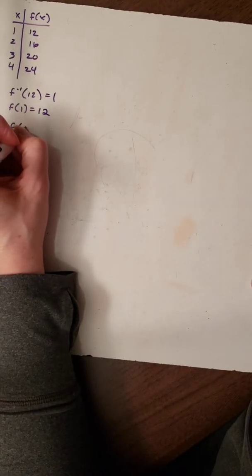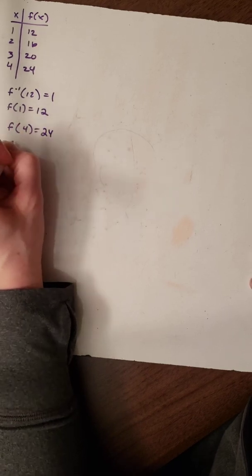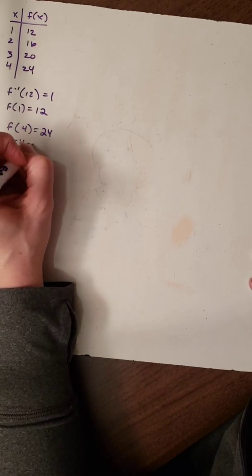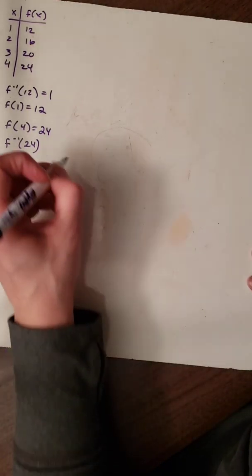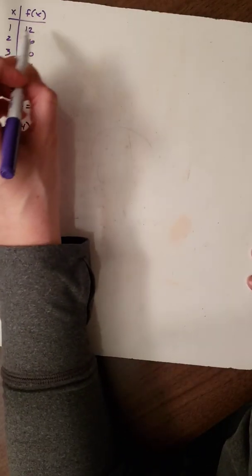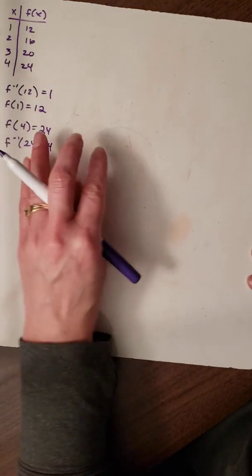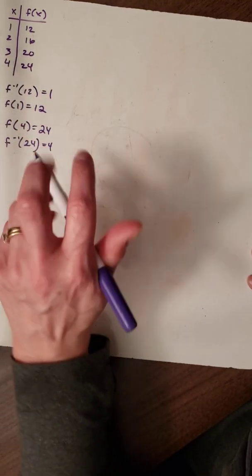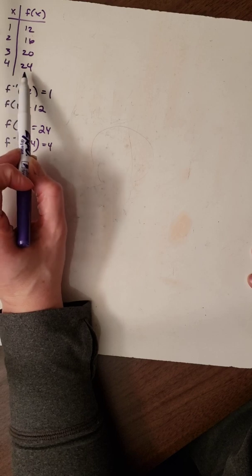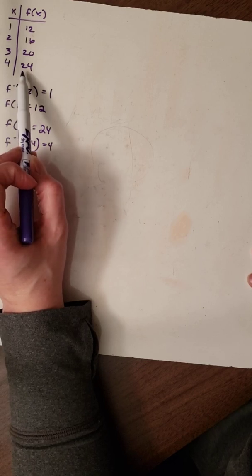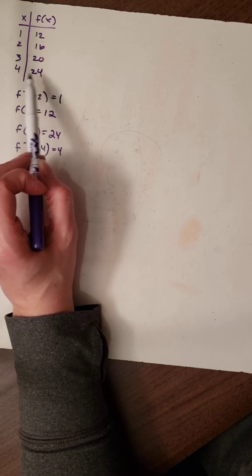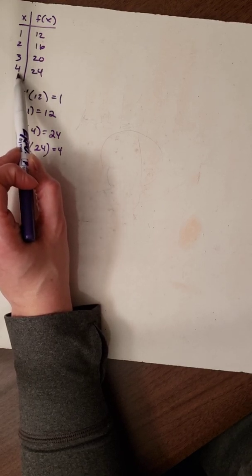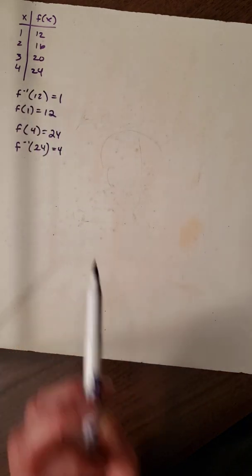If f of 4 is 24, what's f inverse of 24? It's going to be 4. So they just pair up that way again. The inverse function value is always going to be what's over in the right-hand column or the bottom row, depending on how your chart is set up. And the answer is what it pairs with in the left-hand column. So just an FYI that's there.